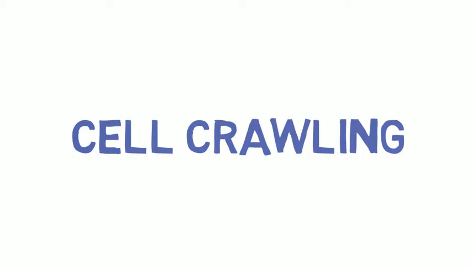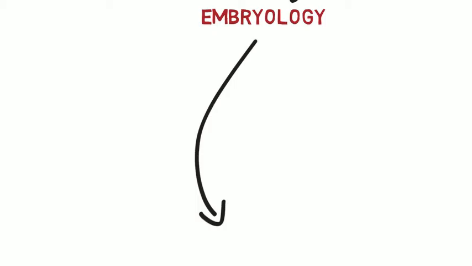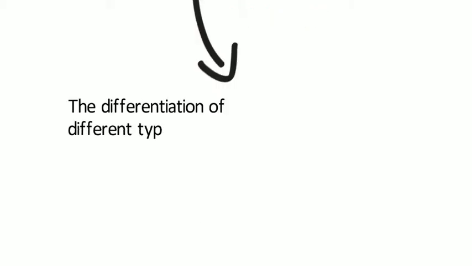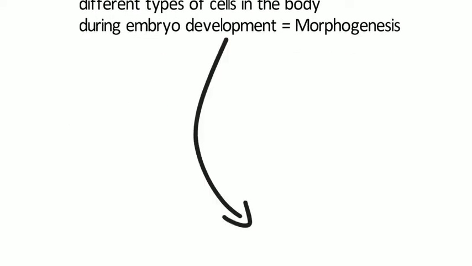Cell crawling can be seen in many different functional processes, including the development of an embryo, the immune system, in wound healing, and also in cancer metastasis. First, in embryology. The body is made up of many cells which are anatomically and physiologically different to one another. This is due to the differentiation of different cell types in the body during the development of an embryo, called morphogenesis. These cells migrate and change shape to become particular cell types, for example, blood cells, or ciliated cells in the lining of the lungs.